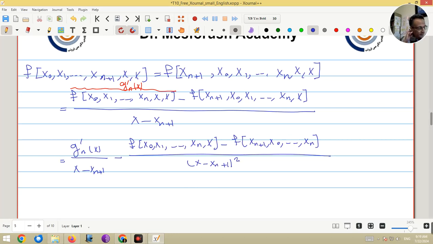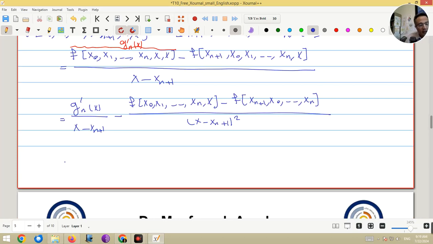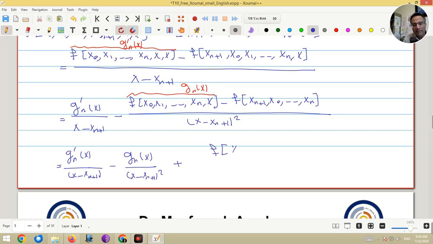So it should be squared. Now keep the first term, g'n(x) over x minus xn+1. For the second one, this is equal to g(x), and this one is equal to gn(x). So I can write minus gn(x) over (x minus xn+1) squared, and the other one is plus f of xn+1, and of course I can move xn+1 again from the first place to the last place: f[x0, x1, ..., xn, xn+1] over (x minus xn+1) squared.